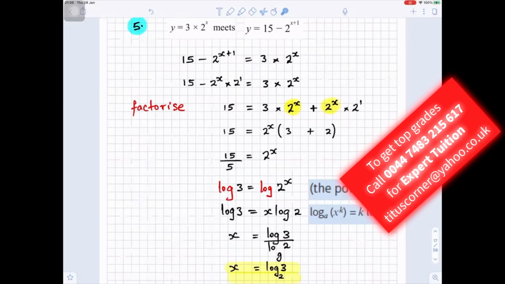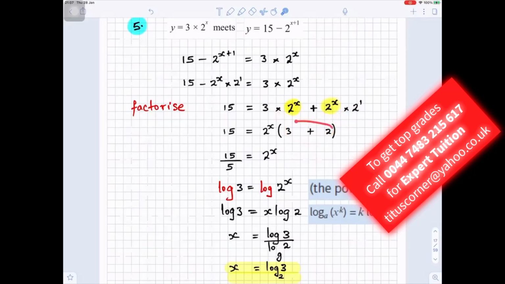So we can separate this, it will be 2 to the x times 2 to the 1. After you separate it, you want to take that to the right hand side. It's minus 2 to the x times 2 to the 1. It becomes plus 2 to the x times 2 to the 1 when you take it to the right. So you're left with 15 equals 3 times 2 to the x plus 2 to the x times 2 to the 1. We factorize. 2 to the x is common. So we take 2 to the x out of the bracket. We're left with 3 plus 2. 3 plus 2 is 5.